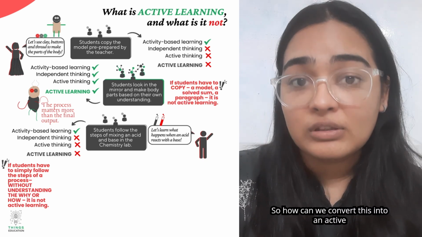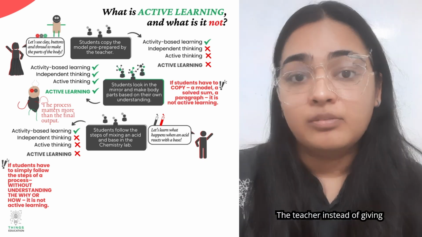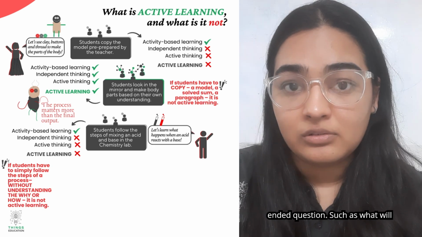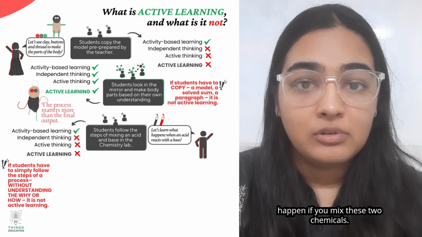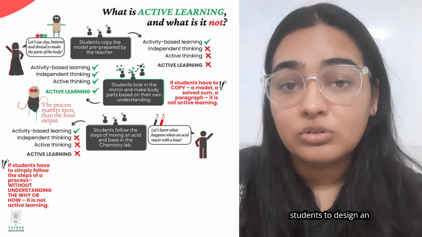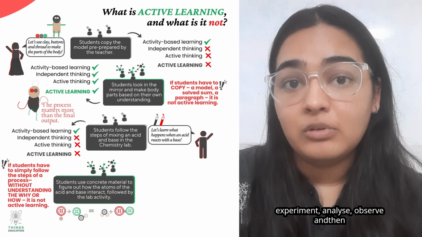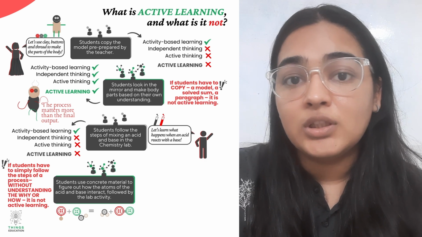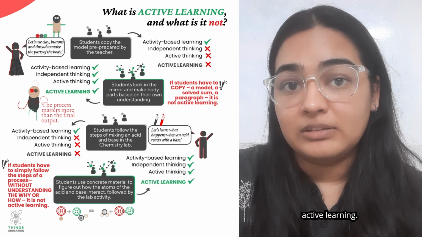So how can we convert this into an active learning activity? The teacher, instead of giving instructions, could pose an open-ended question, such as, what would happen if you mix these two chemicals? This would give an opportunity to the students to design an experiment, analyze, observe, and then record their results. So, this is an example of active learning.